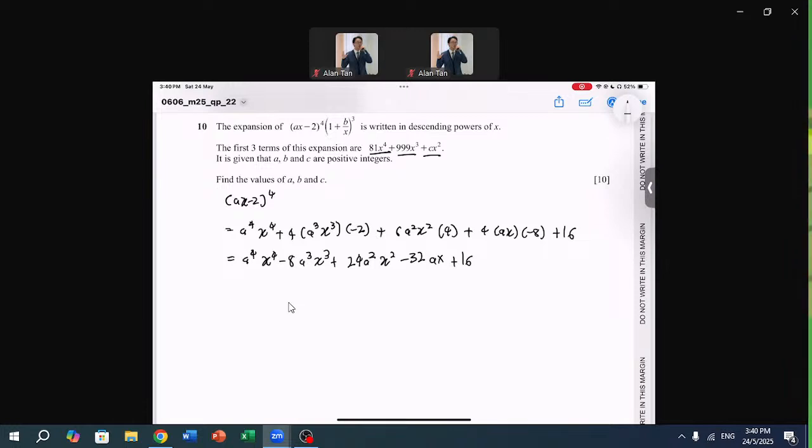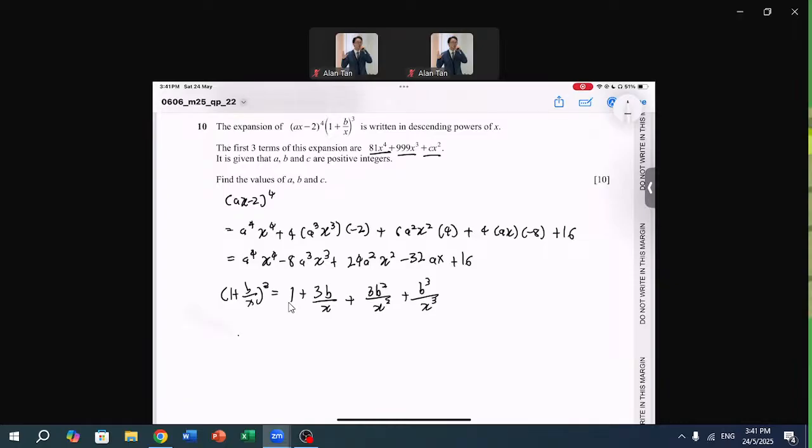(ax minus 2) power 4 gives you this. Now (1 plus bx) over x, to power 3, equals 1 plus 3bx plus 3b squared x squared plus, oh sorry, no, correct, plus b cubed x cubed.